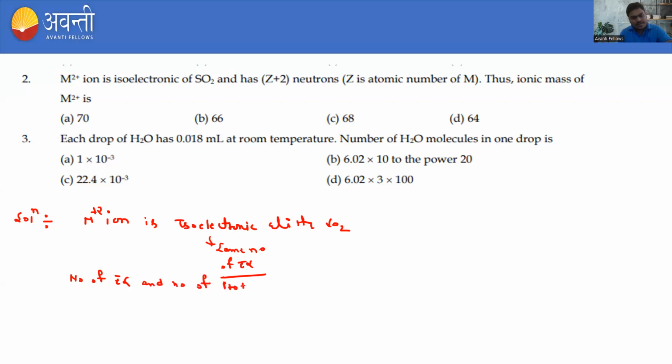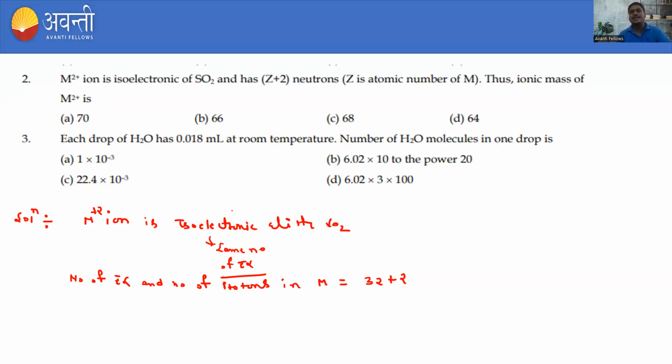So the number of electrons and the number of protons in M is equal to 32 plus 2. How will you say that this is 32?